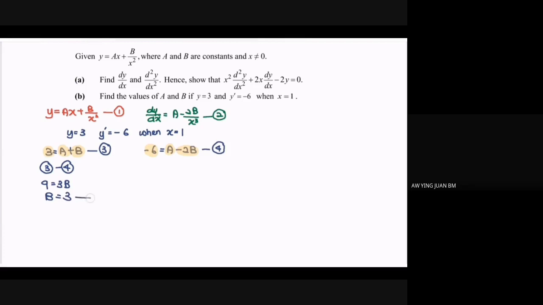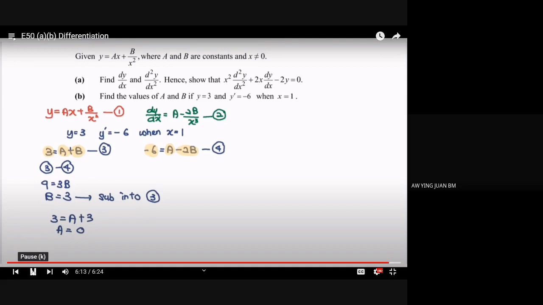Kindly substitute the value b equals to 3 into equation 3. So we will have 3 equals to a plus 3. So a will be equals to 0. So the question asks us to find the value a and b. So in here, a will be equals to 0 and b will be equals to 3.